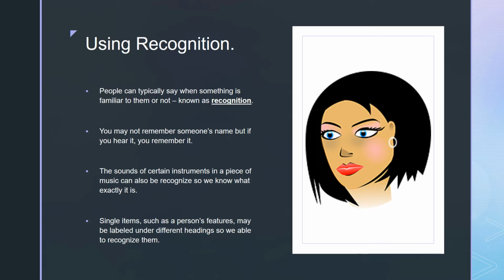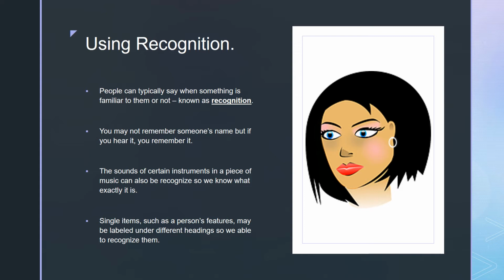So one of them is using recognition. When people can typically say whether something is familiar to them or not, it's called recognition. You may not remember someone's name, but if you hear it, you remember it, or you might remember somebody's face if somebody says, remember that guy or that girl. This also helps us pick out certain instruments in a piece of music, so we can recognize what it is exactly, even though we may not see the item. We recognize the sound a trumpet makes, we recognize the sound a drum makes.